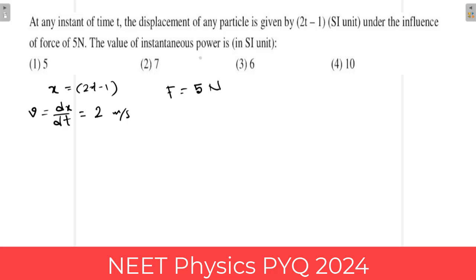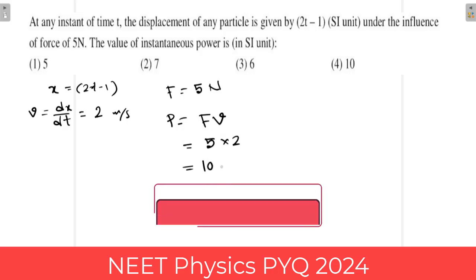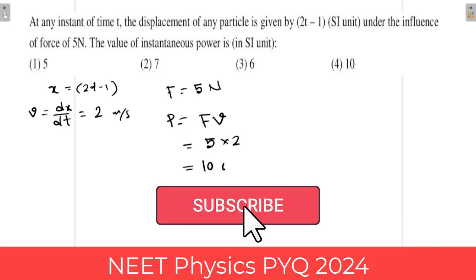So we are assuming that the force and the velocity are in the same direction, that is, the particle moves under the influence of the force. So the power P is equal to F dot V, or F times V. So F is 5 and V is 2, that is 5 into 2, that is 10 watt. So the power is 10, that is option 4.